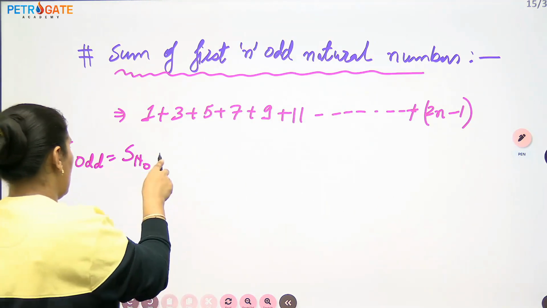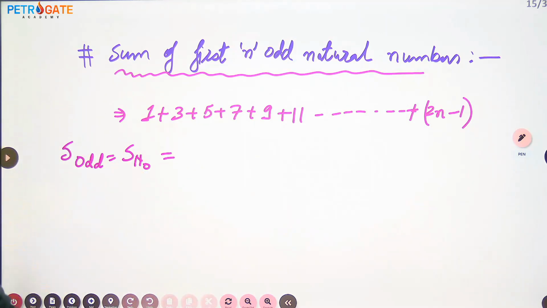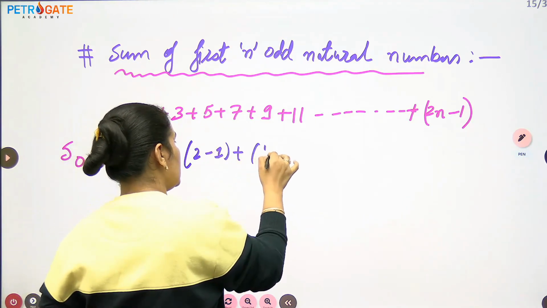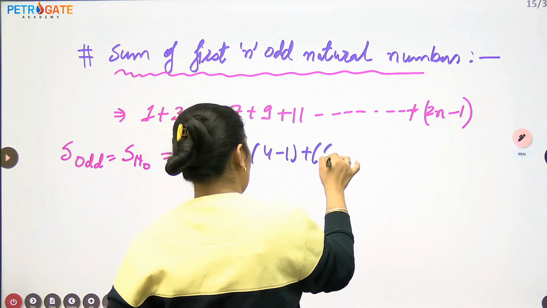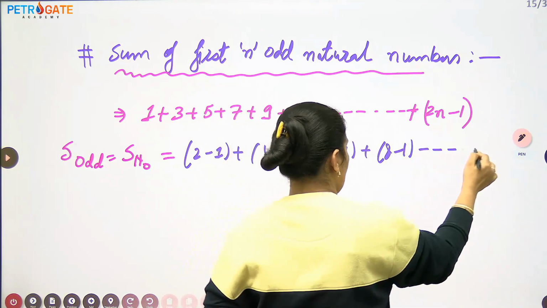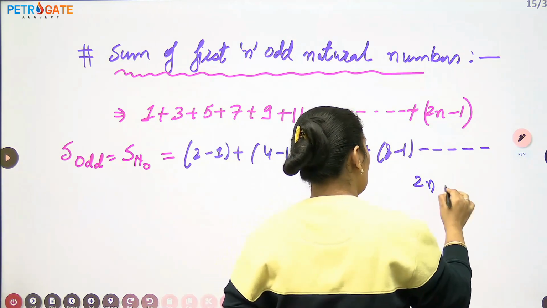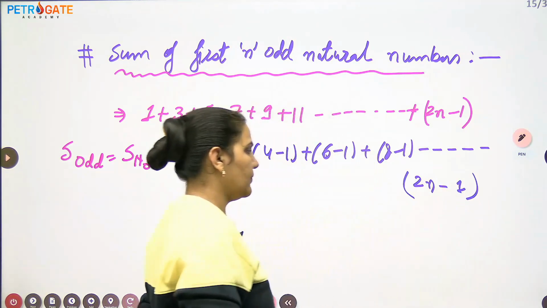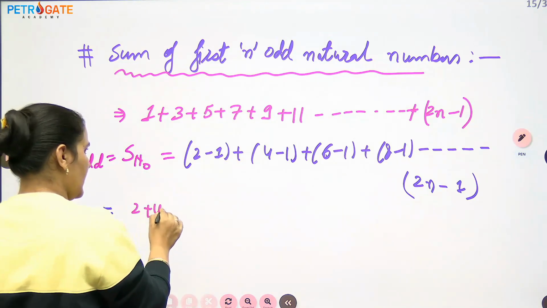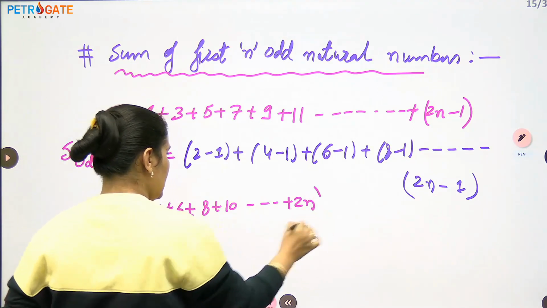So how will we deal with it? Here we have 1 plus 3 plus 5 plus 7 plus 9 and so on. Can we write this 1 as 2 minus 1? Definitely. Can we write 3 as 4 minus 1? Definitely. 5 as 6 minus 1? Yes. 7 as 8 minus 1? Yes, and so on. So we can write the last term 2n minus 1 as 2n minus 1. We will take the even numbers outside: 2 plus 4 plus 6 plus 8 plus 10 and so on up to 2n. These are the even numbers.